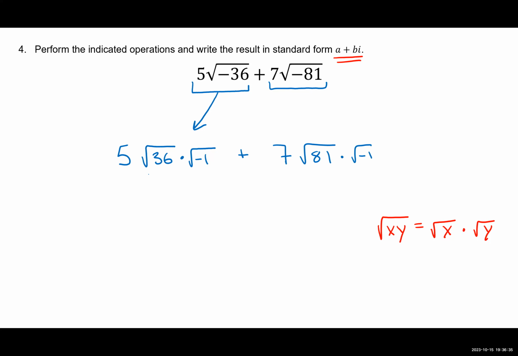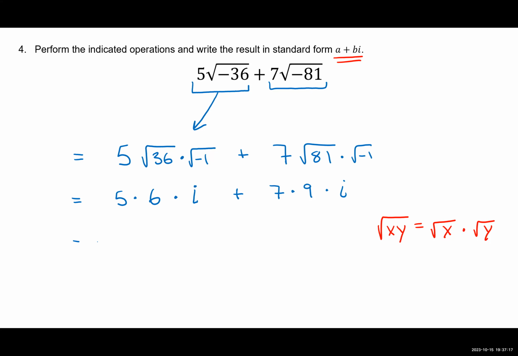Well, the square root of 36, we're good with that. That's a square root of a positive number. So the square root of 36 is 6, and the square root of 81 is 9. So that is 5 times 6 times, and now the square root of negative 1, we're calling this i. So 5 times 6 times i. And then for the 7 times the square root of 81 times the square root of negative 1, that's 7 times 9 times i.